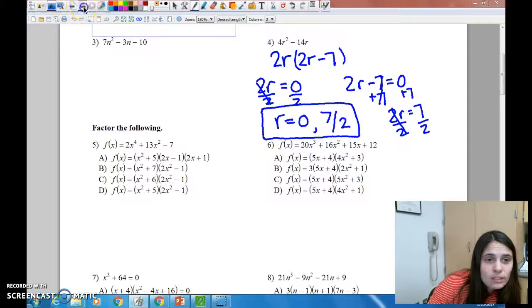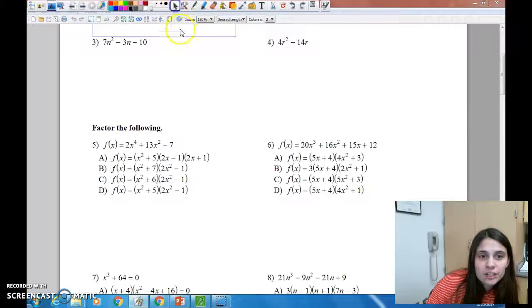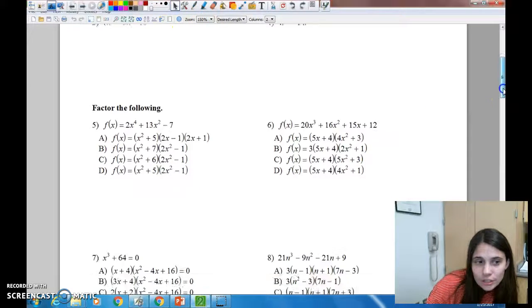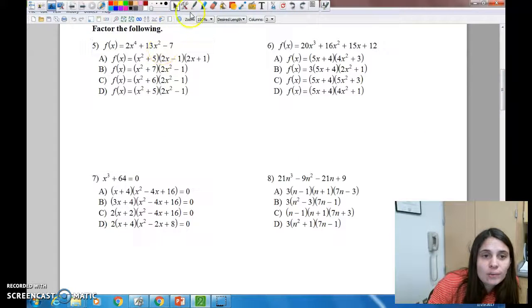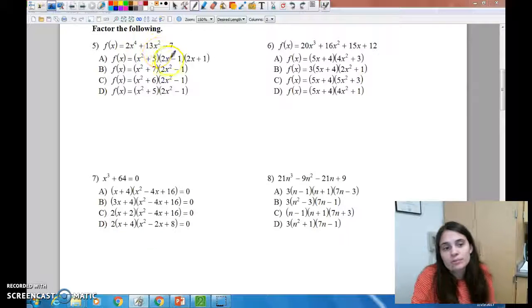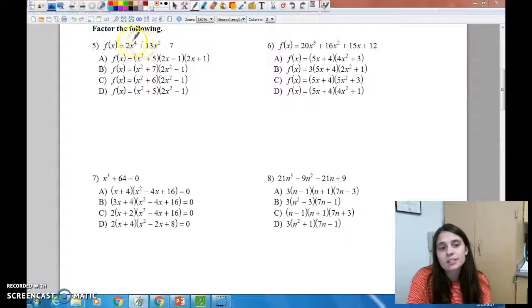And those were all the ones, the first 4 that asked me to factor and solve. My next set of instructions just says to factor. It doesn't say to solve. So I'm going to start by just factoring. So I have 2x to the 4th plus 13x squared minus 7. So it looks like a quadratic, except I have a 4 here instead of a 2 here.